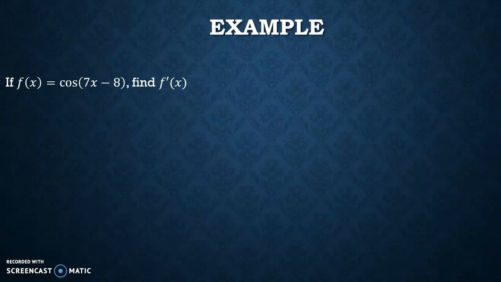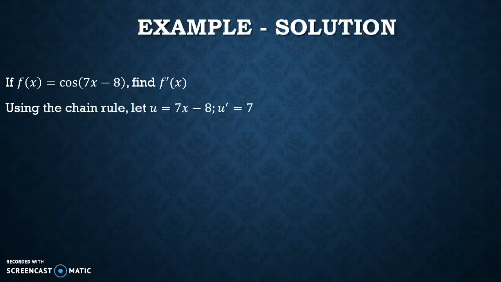So in this first example, if f(x) equals cos(7x minus 8), we want to find the derivative of f(x). So we know the derivative of cos x, but we don't know 7x minus 8. So we're going to use the chain rule on this one. And we're going to let u equal 7x minus 8, and the derivative of u with respect to x will just be 7.